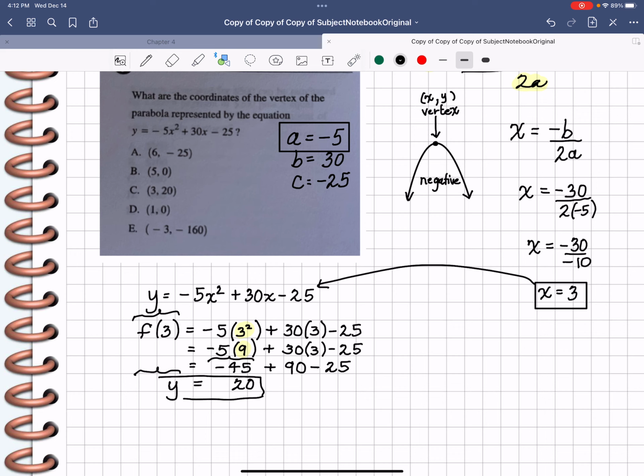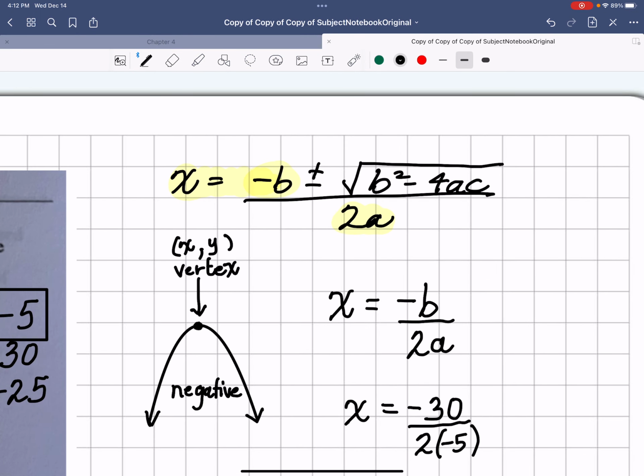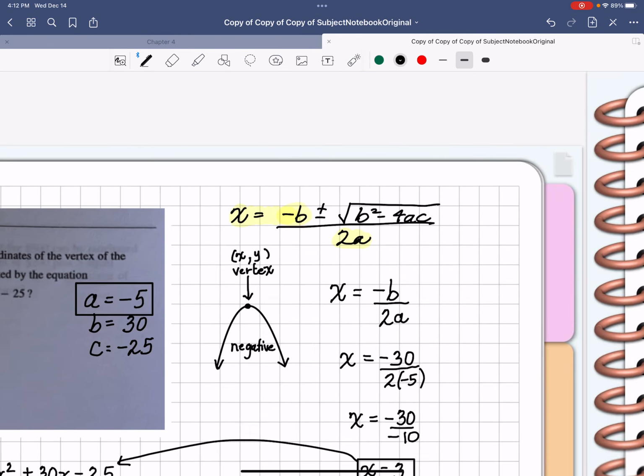That will always work for finding the vertex of a parabola. And you have to remember this part right here: x is negative b over 2a.